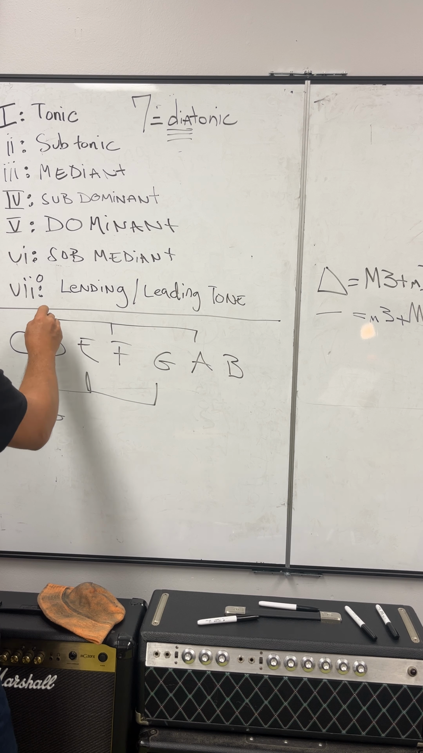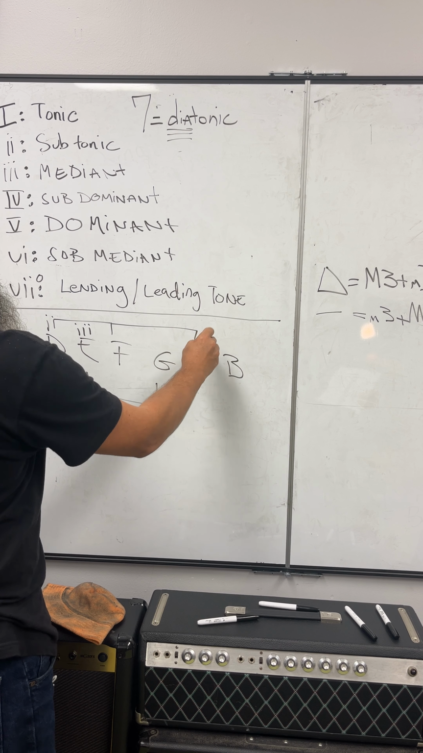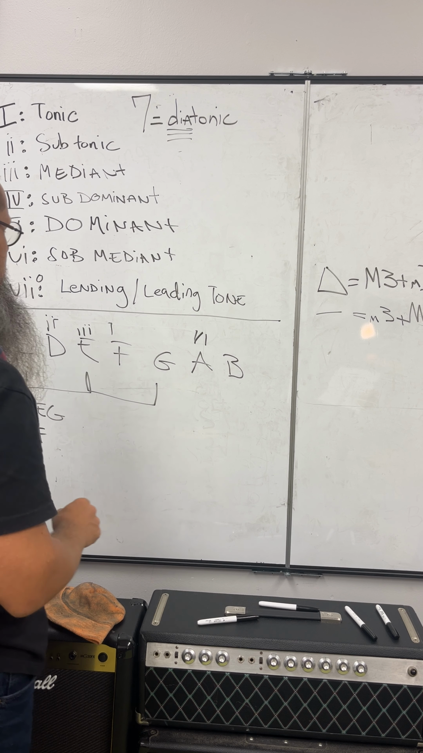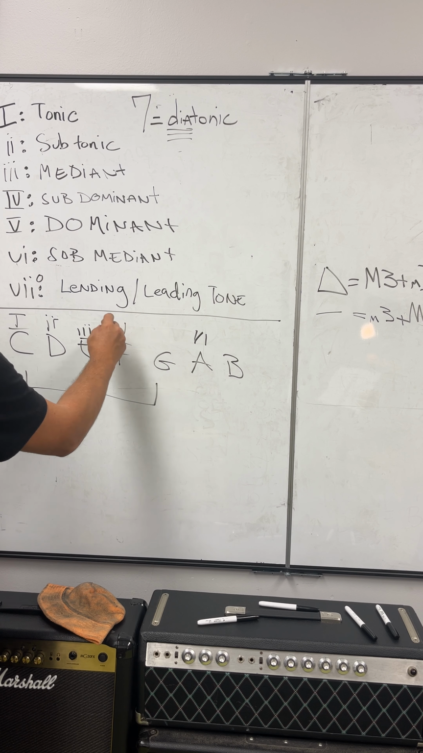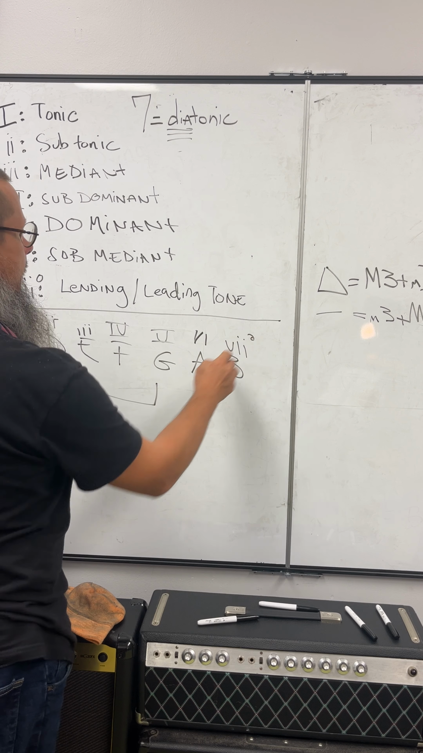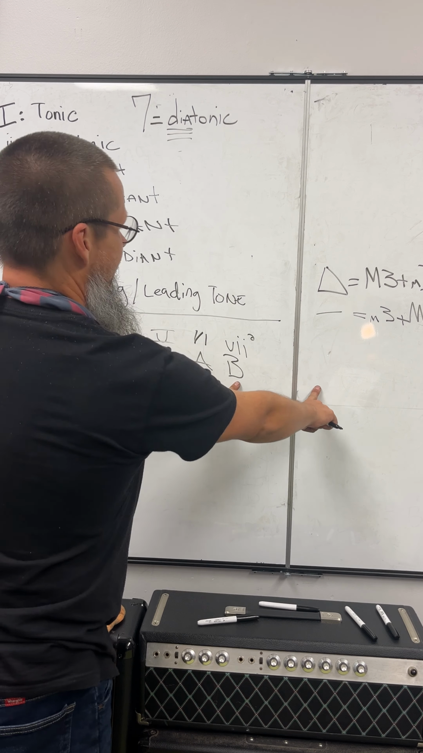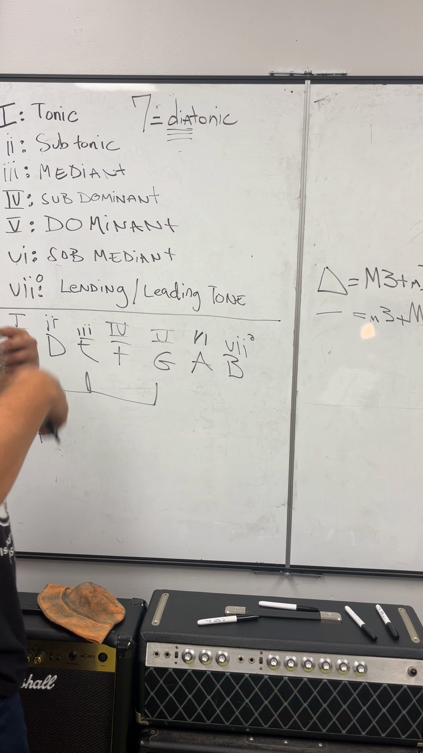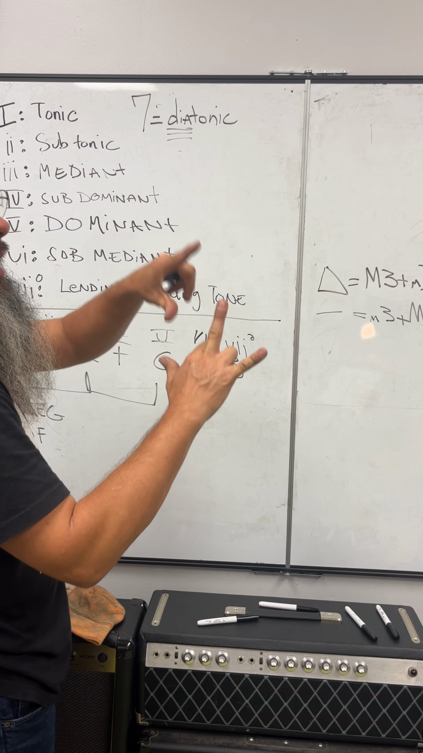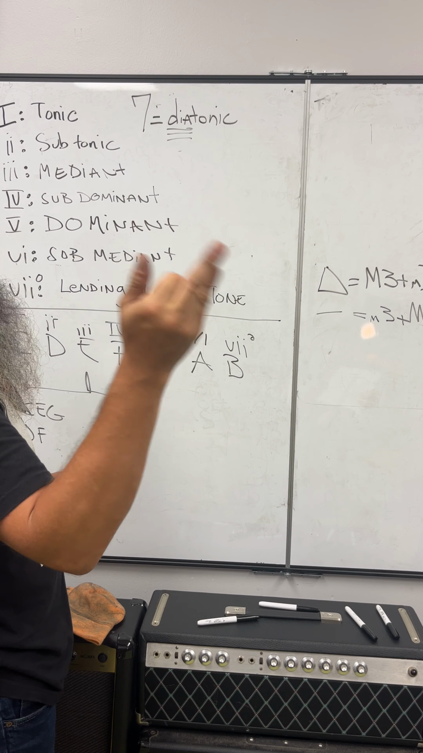The 2, the 3, the 6 are minors. The 1, the 4, and the 5 are majors. And then because the 7 has a minor third, B to a D is a minor third. However, the third note that's stacked on top of that is also a minor third, meaning majors have a major third and a minor third, and minors have a minor third and a major third.